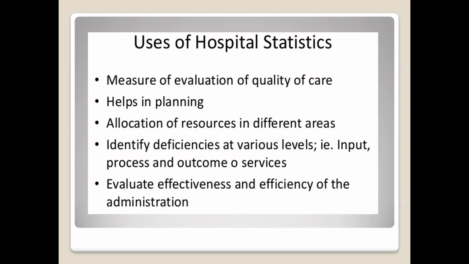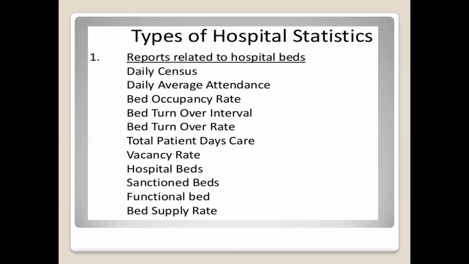Uses of hospital statistics. Measures of evaluation of quality of care, helps in planning, allocation of resources in different areas, identify deficiencies at various levels, input, process and outcome of service, then evaluate effectiveness and efficiency of the administration. These are the uses of hospital statistics.